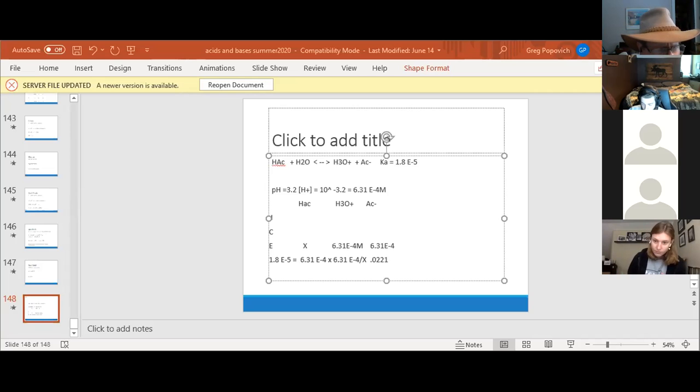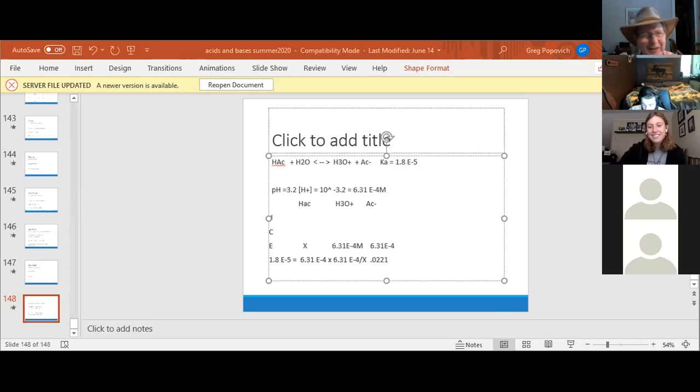Jen, did you get your hair cut? Yeah, I did. Looks nice. Thank you. I just chopped it all off because it's summer and it's too hot to have it super long.